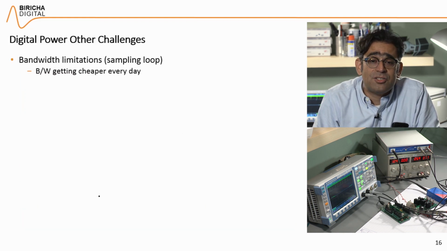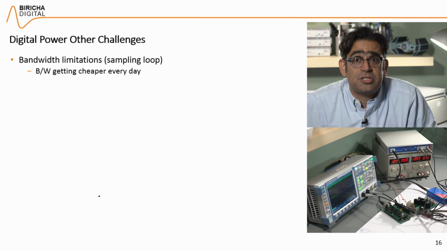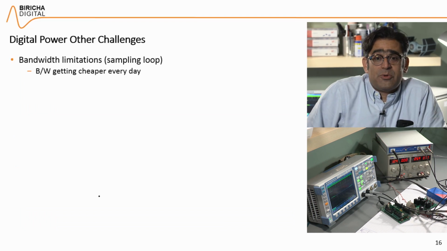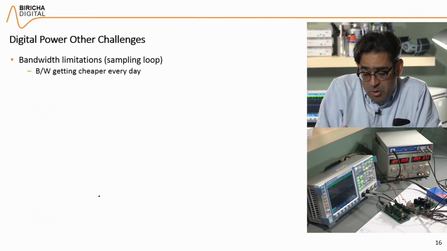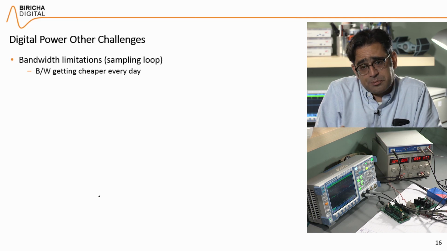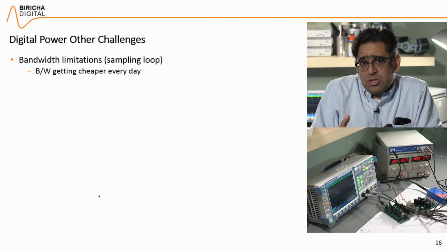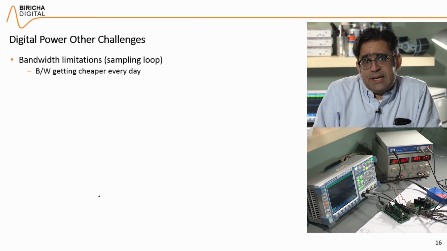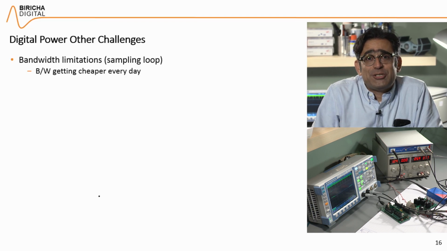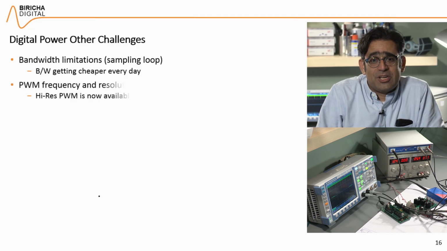What are the other challenges? Well, there are bandwidth limitations, such as sampling rate. You've got the bandwidth of the microprocessor. And of course, for power supplies, you need to do a lot of processing in a very, very short period of time. But the good news is the bandwidth is getting cheaper and cheaper all the time.